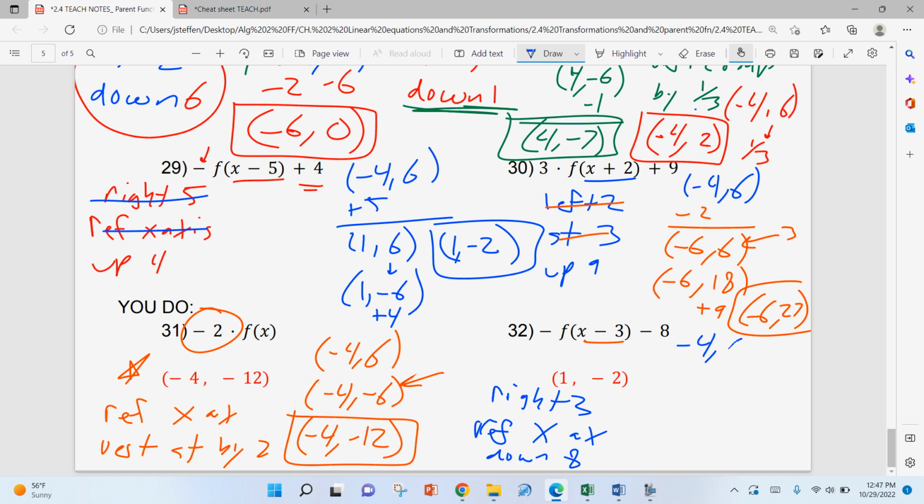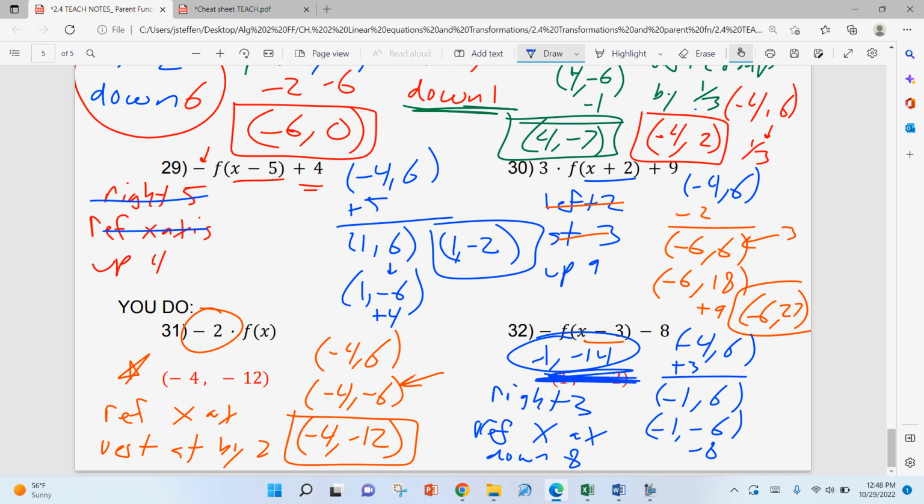So again, we're starting with the same point. Right 3, we're adding 3, so that's negative 1, 6. Reflected across the x means we make that y value negative, negative 1, negative 6. And the last one, down 8, means we subtract 8. So this one ends up being, oh, I wonder if I did this one wrong. So apparently this one should be negative 1, negative 14, it looks. So this answer is wrong.